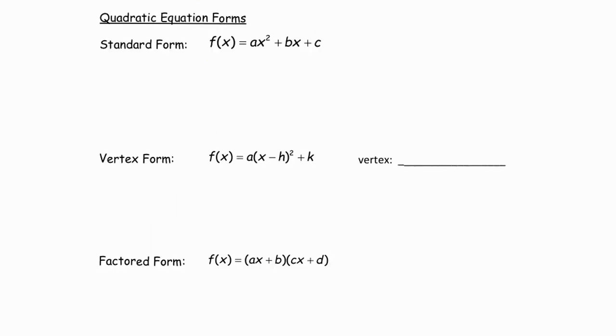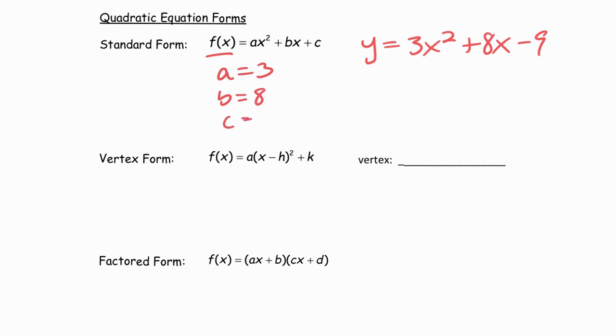And now finally, I want to mention the 3 different types of quadratic equations we're going to work with. First of all, standard form, which you've already worked with before. We've already written it on the front, but I'm going to give you another example, like y equals 3x squared plus 8x minus 9. That would be a standard form where we have an a, b, and a c. In this case, a would be 3, b would be 8, and c would be negative 9.